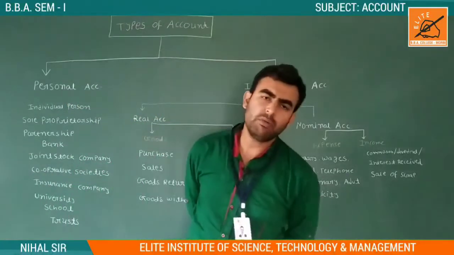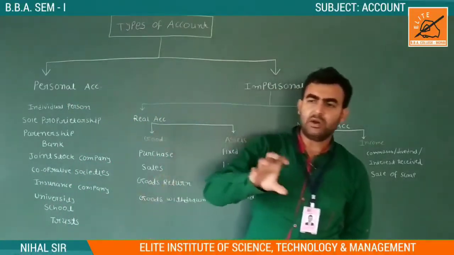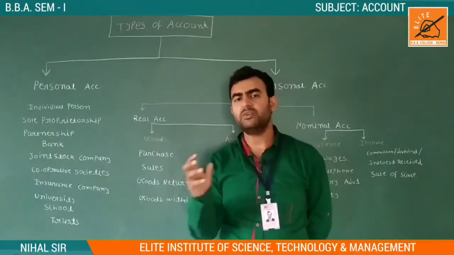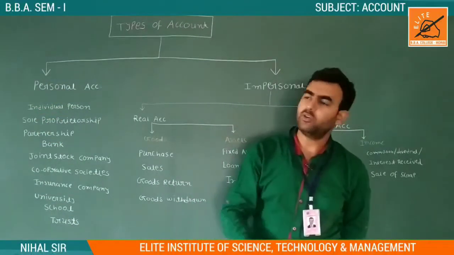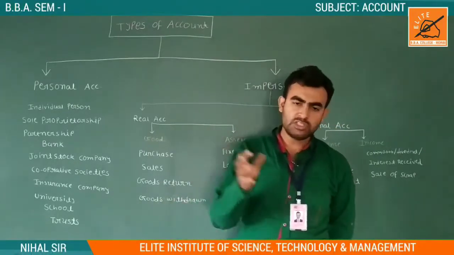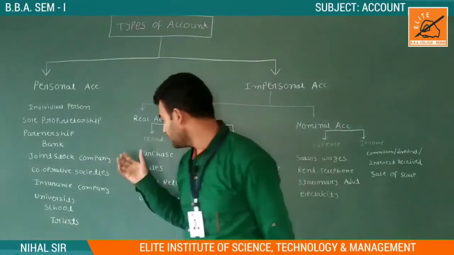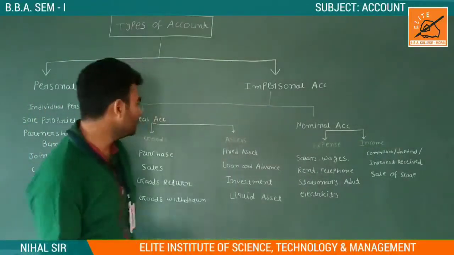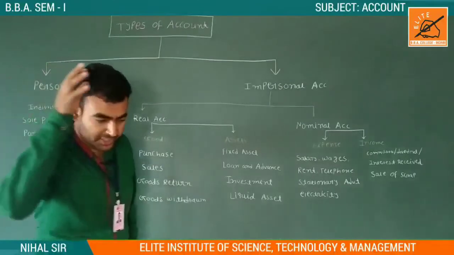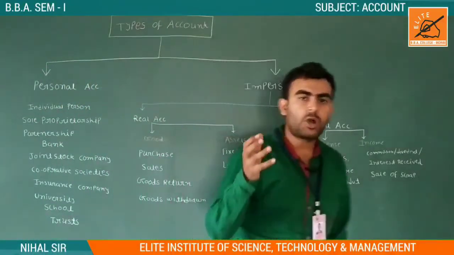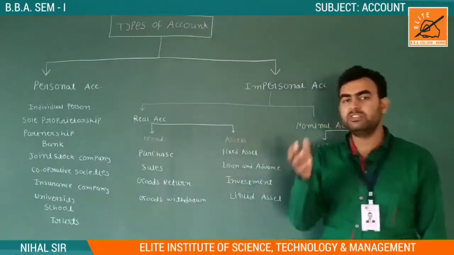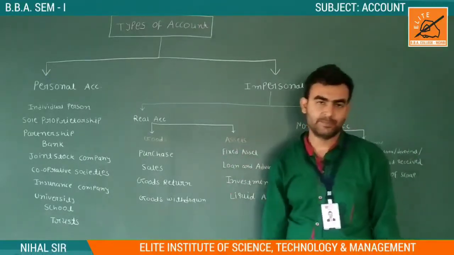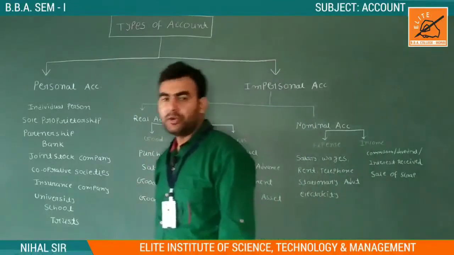A firm or company trades or manufactures some kind of goods, some kind of product. It either trades or manufactures it. So accounts related to trade and goods come into a real account. And different kinds of assets owned by a company, owned by a business, also come into a real account.